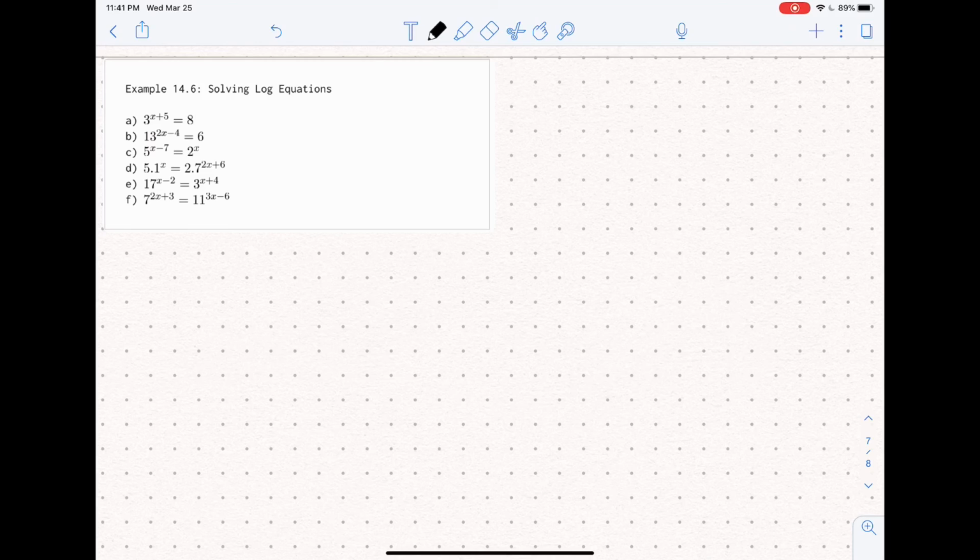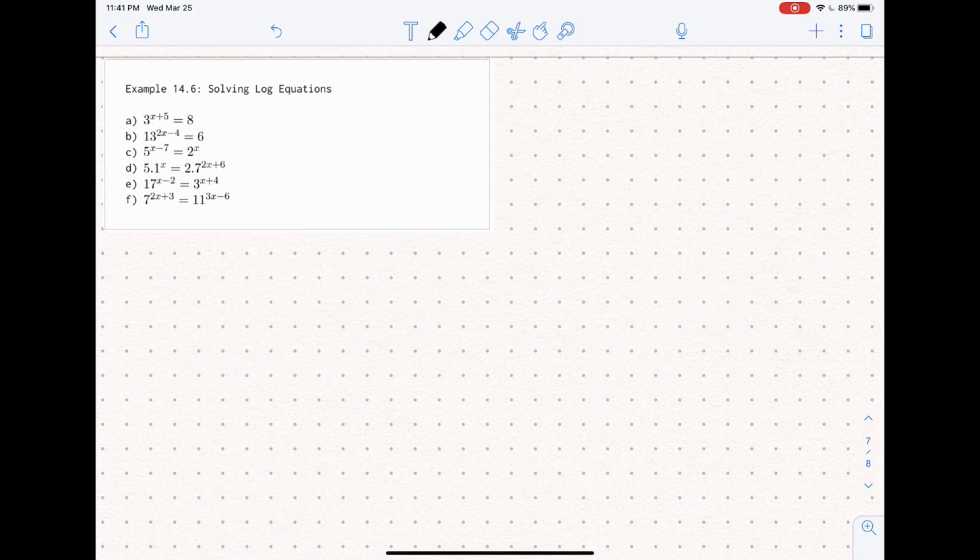And there's a comment I have to make at the beginning, which is when you look at one of these problems, like part A, there's a base 3 to the power x plus 5. You might think that we would use a logarithm in base 3, but in fact, we don't have to. We can use any base we want.